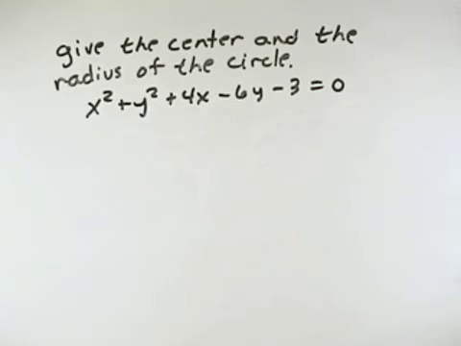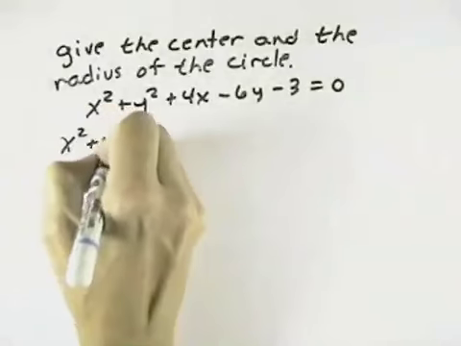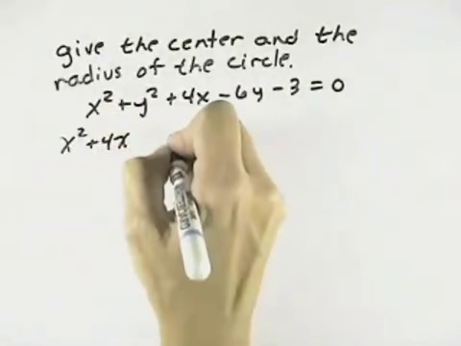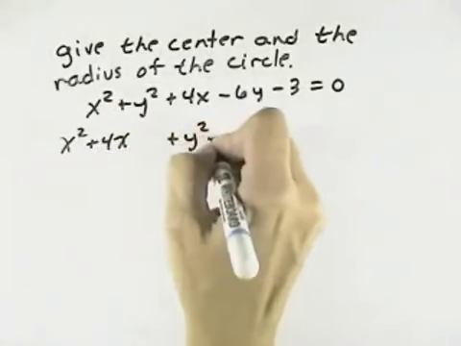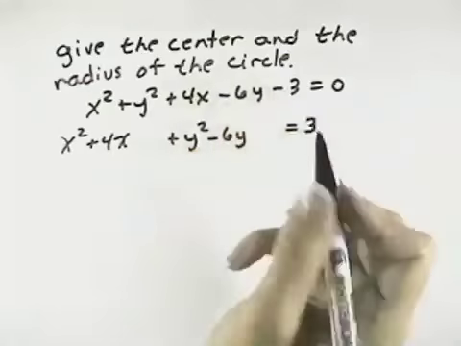We want to give the center and radius of the circle, which means we want to get it in standard form. To do that, we're going to have to complete the square twice for the x's and the y's. So I'm going to group the x squared with the 4x, leaving space for the third term there, and group the y squared with the y term, leaving a little space for the third term there. I'm going to add the 3 to the other side.